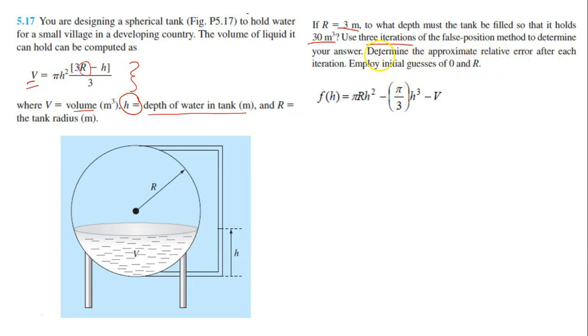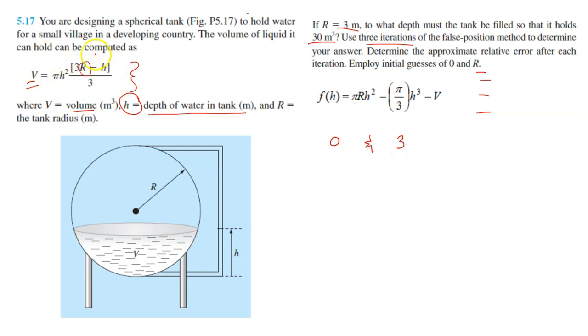So this is very simple. You only need 3 iterations and you have to calculate the EA. Employ initial guesses of 0 and R. What does it mean? So R here means 3. So your initial guesses are 0 and 3.